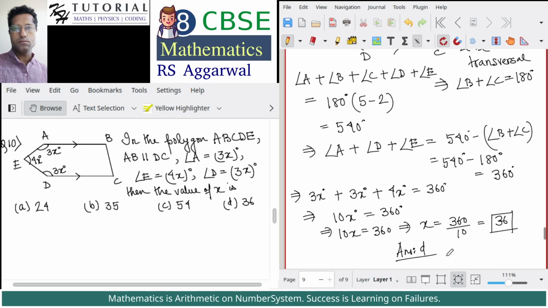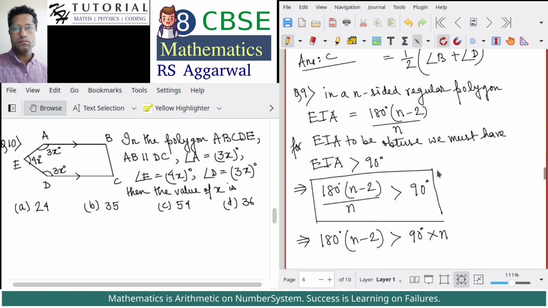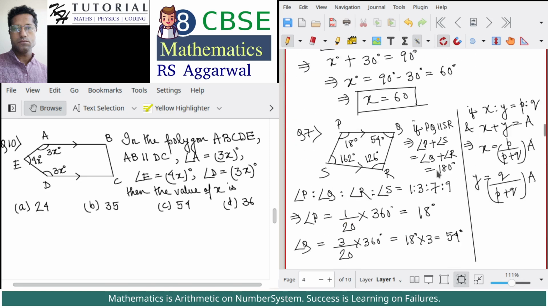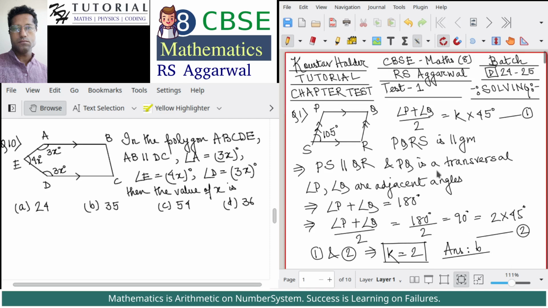So with this, it comes to an end in solving the problems of chapter test number 1. This was a revision test based on the chapters of polygons, quadrilaterals and parallelograms. I will make another test, chapter test number 2, on the same chapters. I hope these problems will give you good practice and a judgment of your understanding of the concepts of these chapters.